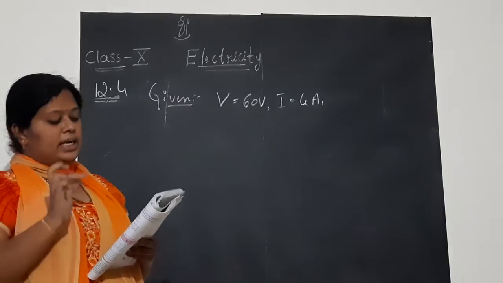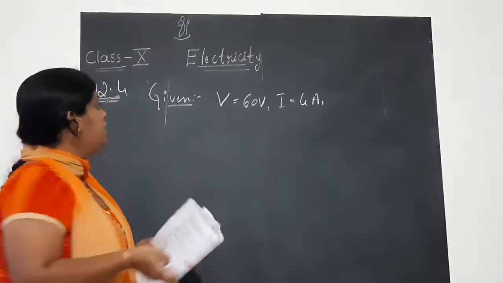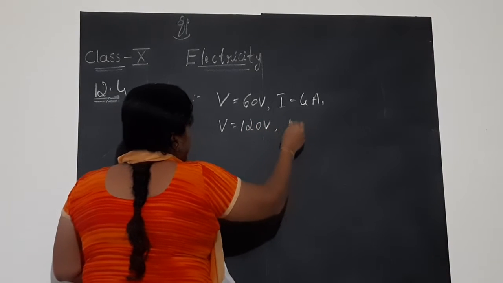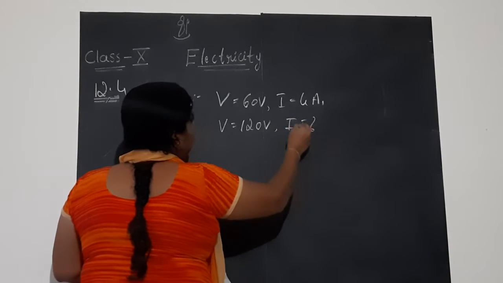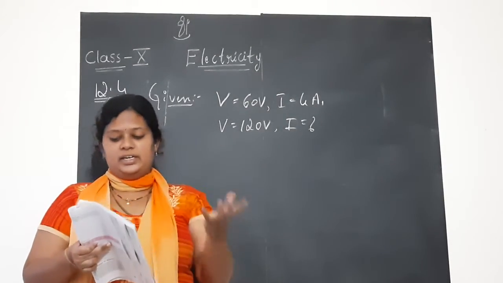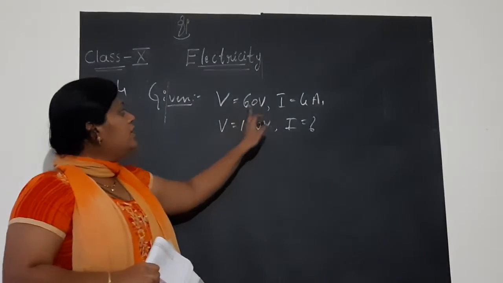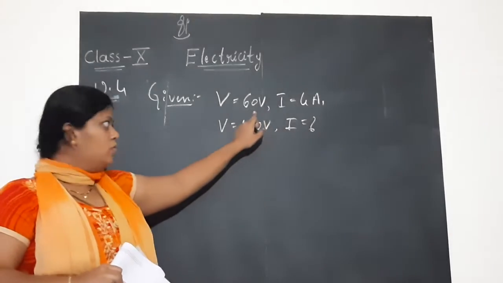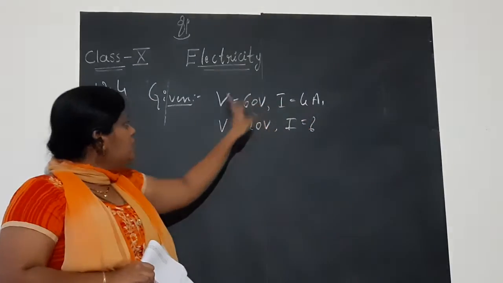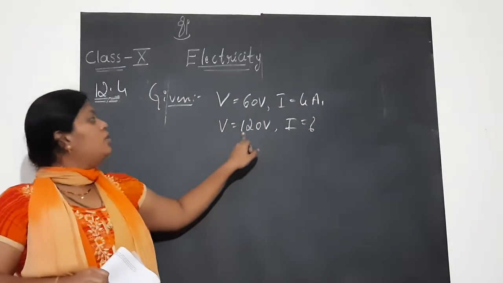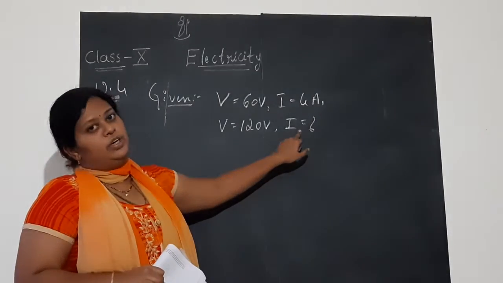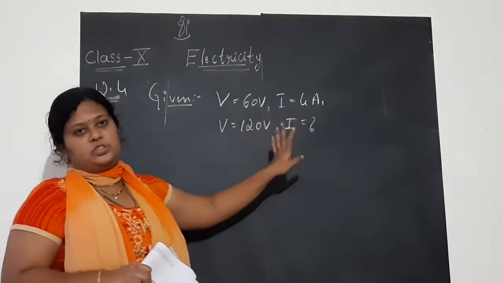What current will the heater draw if the potential difference is increased to 120 volts? When it is 120 volts, what is the current drawn? The question is, children, an electric heater is there. When the voltage of the electric heater is 60 volts, it draws a current of 4 ampere. If you change the voltage of the same electric heater to 120 volts, what will be the current drawn by it? You need to find out. Hope you are clear with the question.